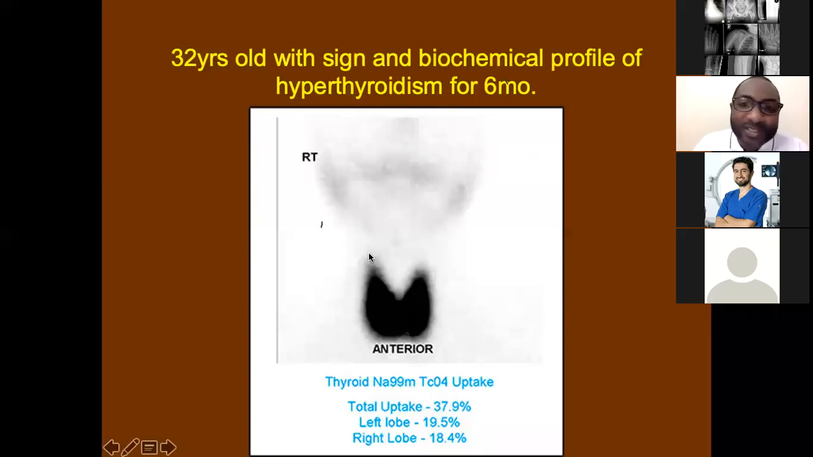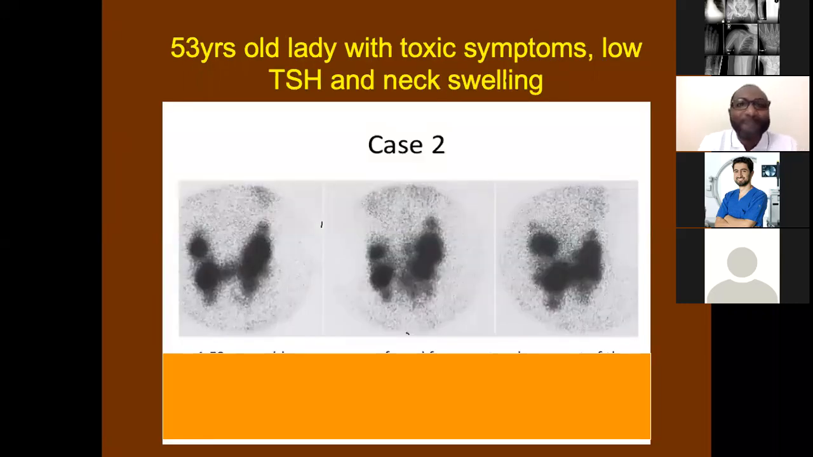This is beautiful. So this is a thyroid scan showing diffuse increased uptake in the thyroid. Percentage uptake is extremely high. So this is a suitable candidate for therapy with radioactive iodine. Beautiful. Thank you very much, Mohammed. Okay, next patient. Okay. Next case.